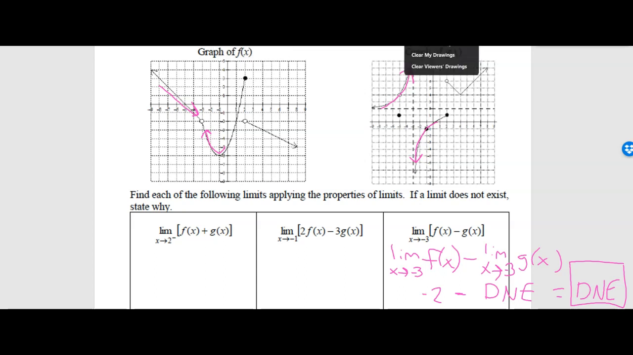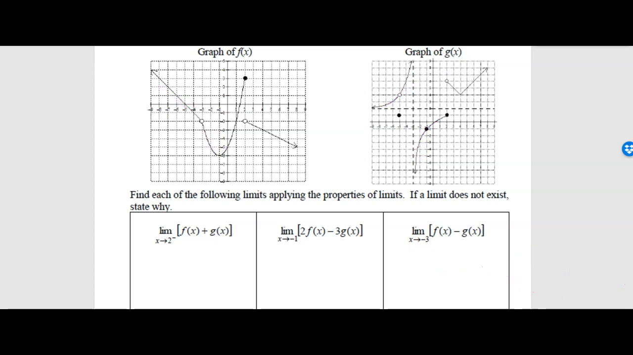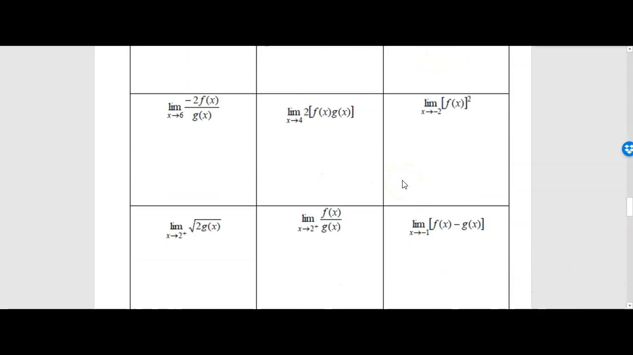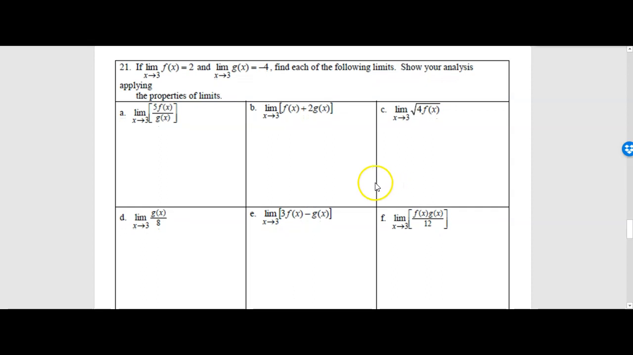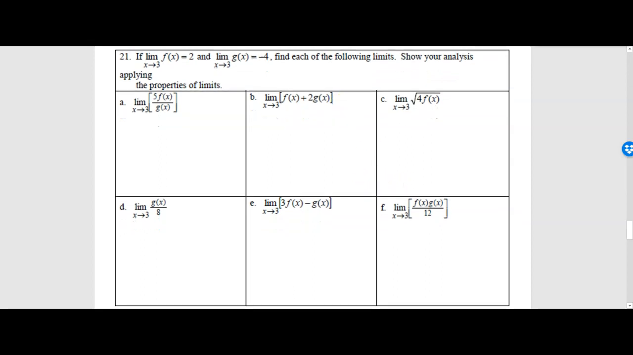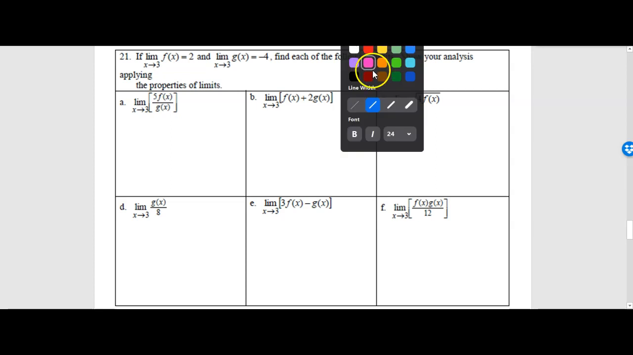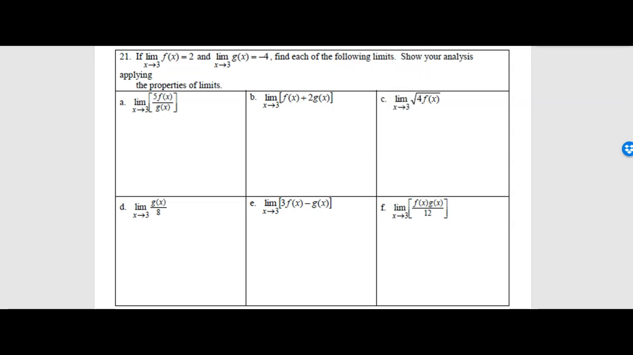All right, that's enough for the graphs. Of course you have the other ones that you can attempt, but we're going to do 1 or 2 algebraic ones. Okay, let's do a division one. That's good. And then I think we'll do C, a square root one.